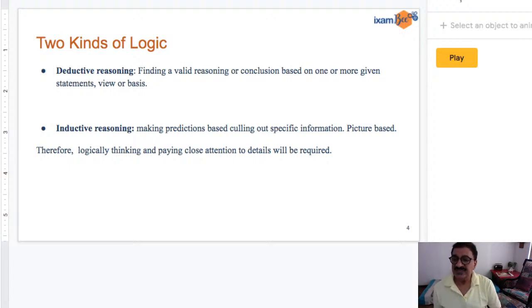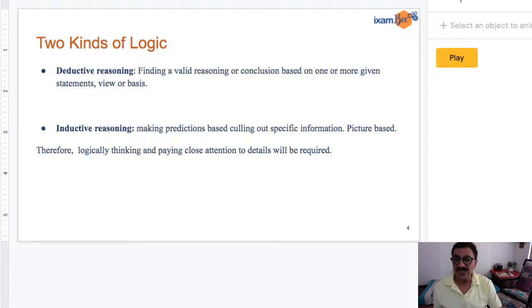In inductive reasoning, you see, we kind of make predictions based on culling out specific information. So these are picture-based tests and not of much use to us here. In our kind of exam that we are giving, the bank exams, we will require deductive reasoning, which we have to infer. We have to infer from the question.